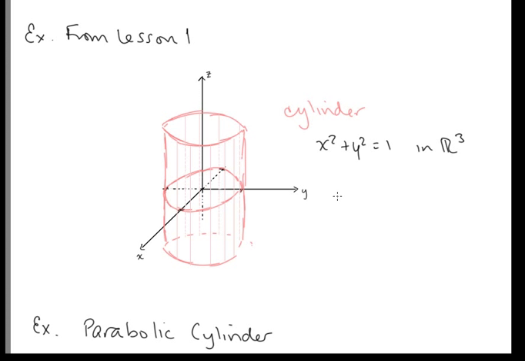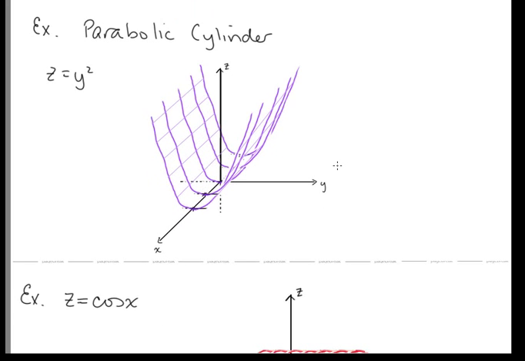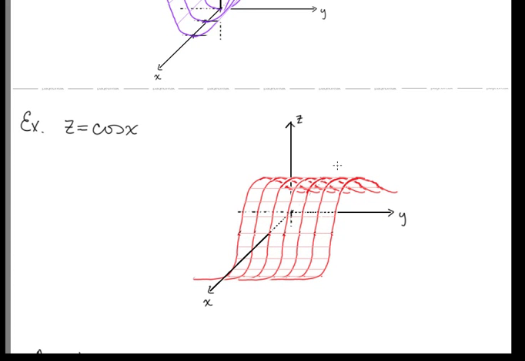Now you might notice in each of these examples that we're missing one of the variables in the equation that we're using, right? This is 3-dimensional space. Typically we would have an x, y, and a z in our equations. But here we only have x and y. Here we only have y and z. Here we only have x and z. These are the simplest kinds of cylinders.